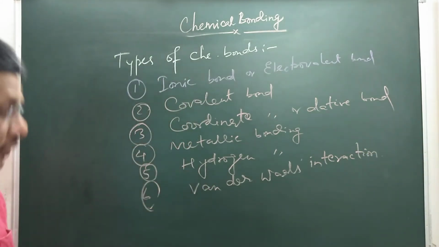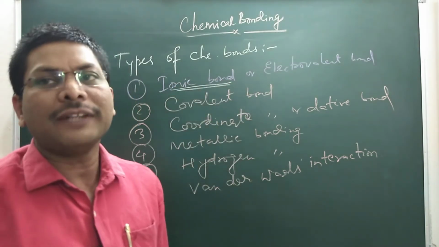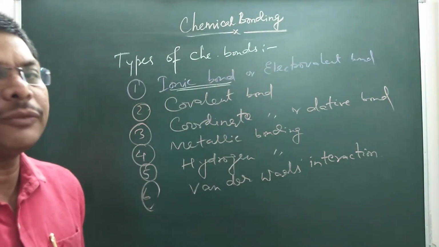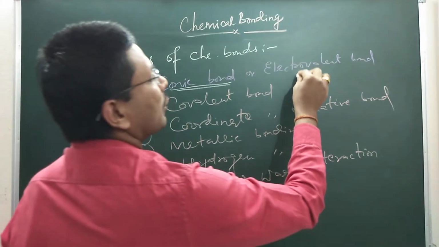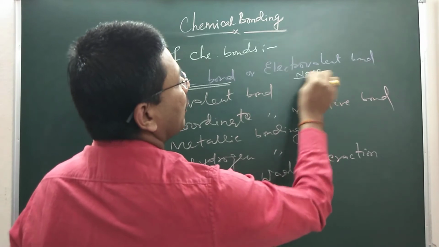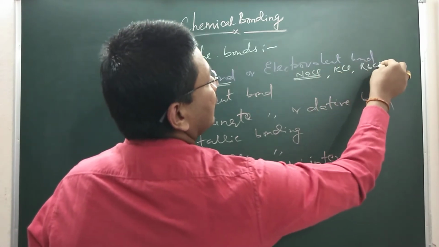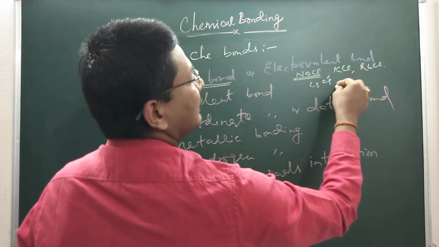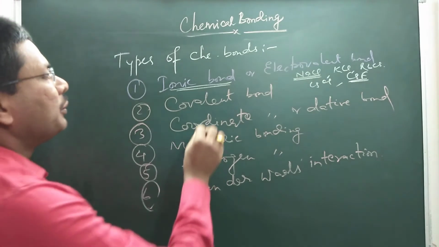So let's discuss the concept behind ionic bond. Ionic bonds are formed by the transfer of electron from electropositive to electronegative atom. They are held together by Coulombic force of attraction. Common examples of ionic compounds are NaCl, KCl, rubidium chloride, cesium chloride, and cesium fluoride is regarded as the strongest ionic compound.